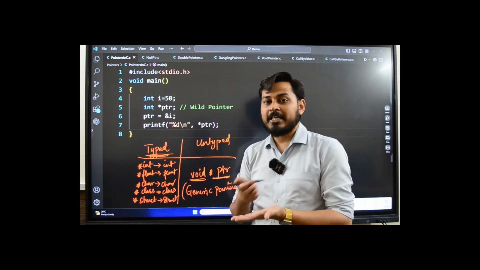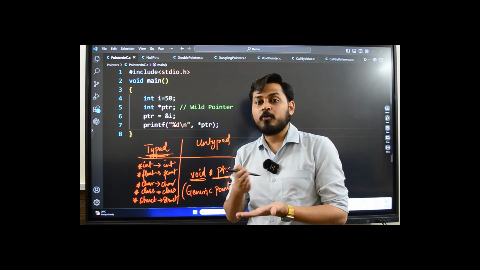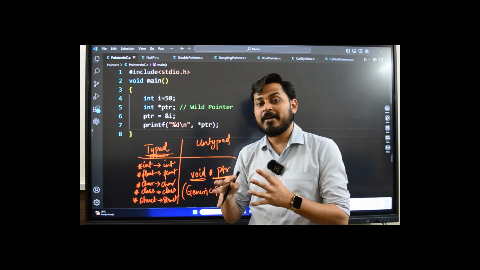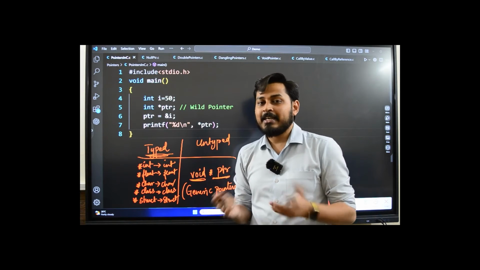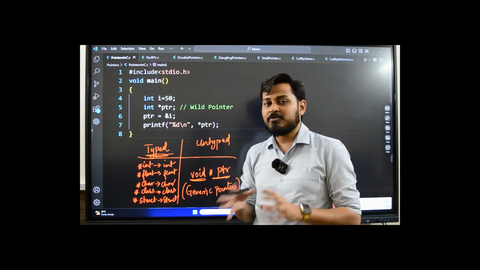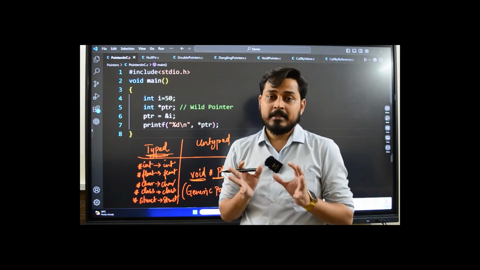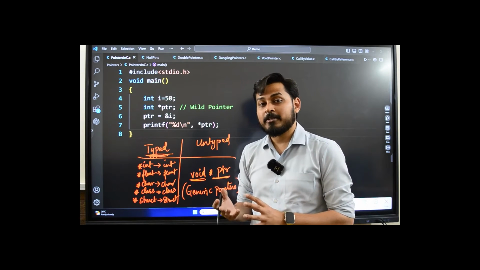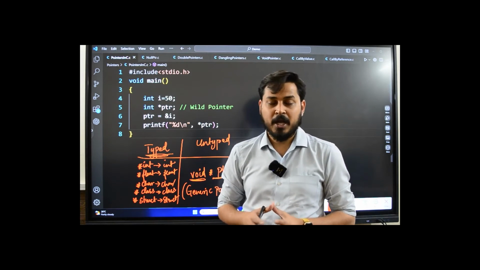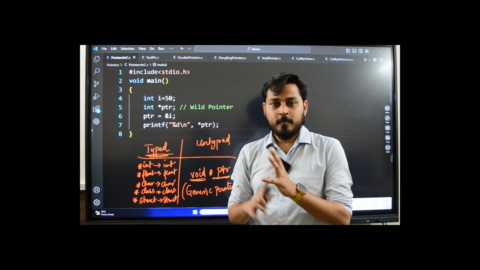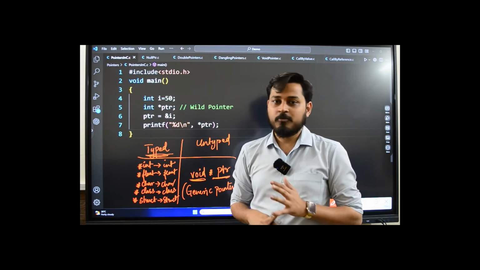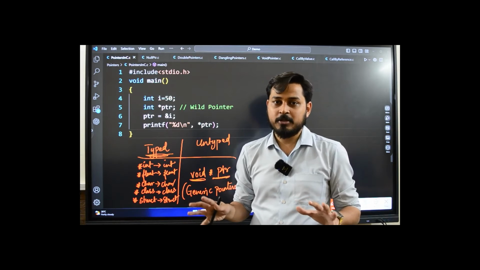Understood my point? There are two categories of pointers, typed and untyped. Typed pointers have a data type with them, which allows them to point towards some specific value, but untyped pointers do not have a data type in themselves, and that is why they are called generic pointers or untyped pointers. I hope this is very much clear: what pointers are and what the types of pointers are.